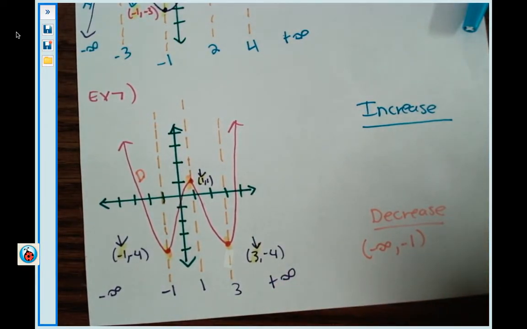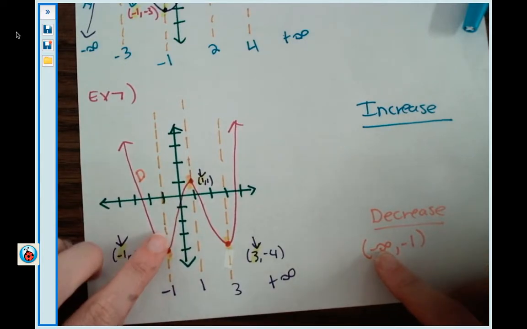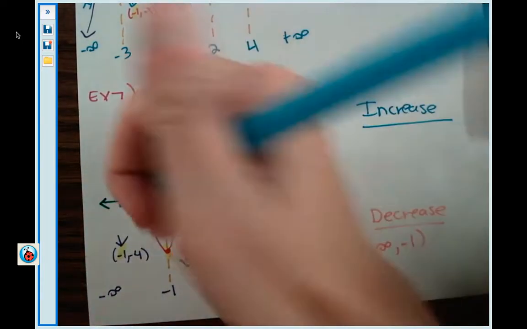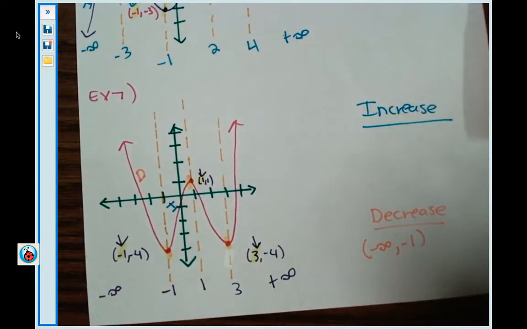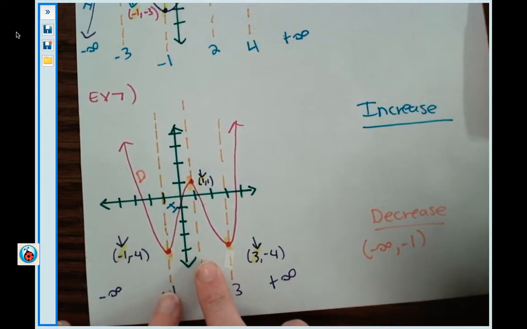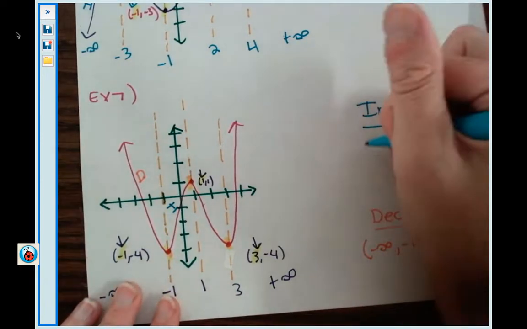Alright, my next section, from here to here. If I trace, I'm going uphill. So this is going to be an interval of increase. And I just write the numbers on the two dashed lines in that section, so negative 1 and 1.